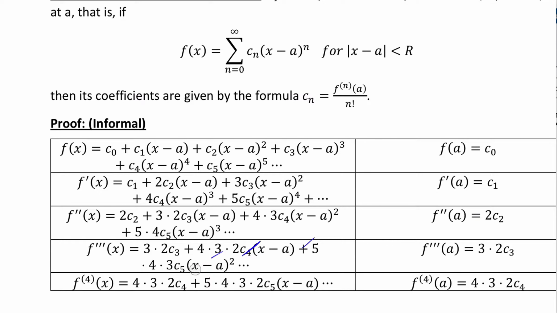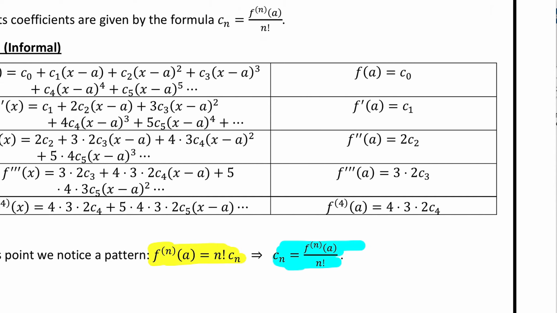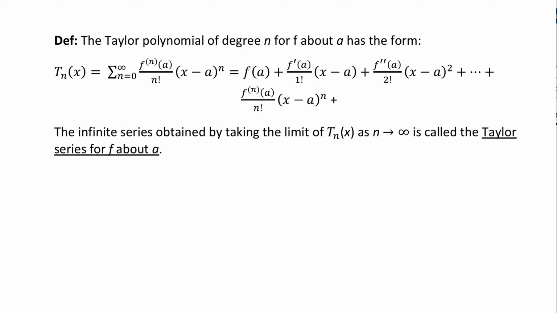So at the end, I think we're ready to see the pattern. We notice that the nth derivative of f is equal to n factorial times cn, but we're looking for the nth coefficient, so we write it like this, okay? We write it like this. Perfect, okay.